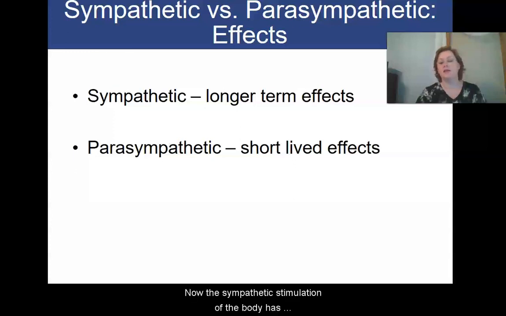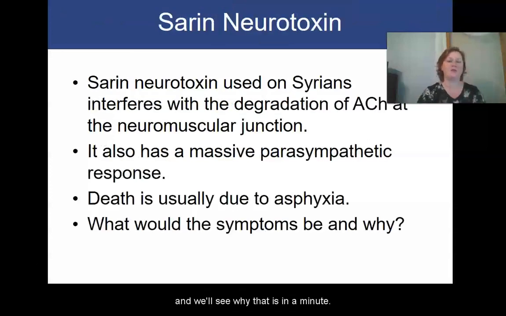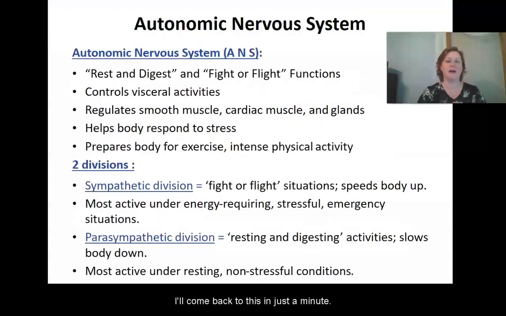Now, the sympathetic stimulation of the body has much longer lasting effects than the parasympathetic, and we'll see why that is in a minute. I'm going to come back to this in just a minute.